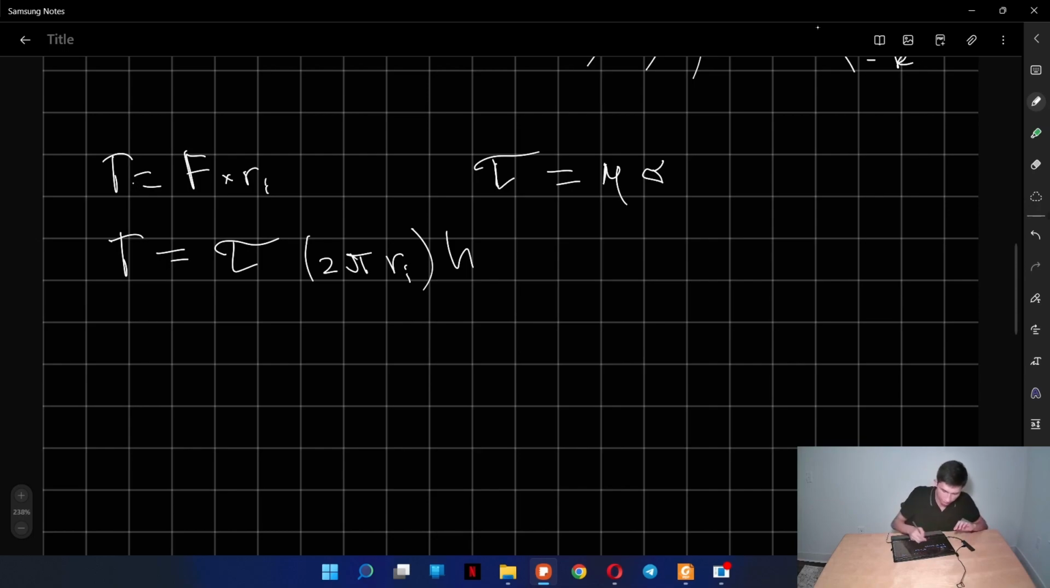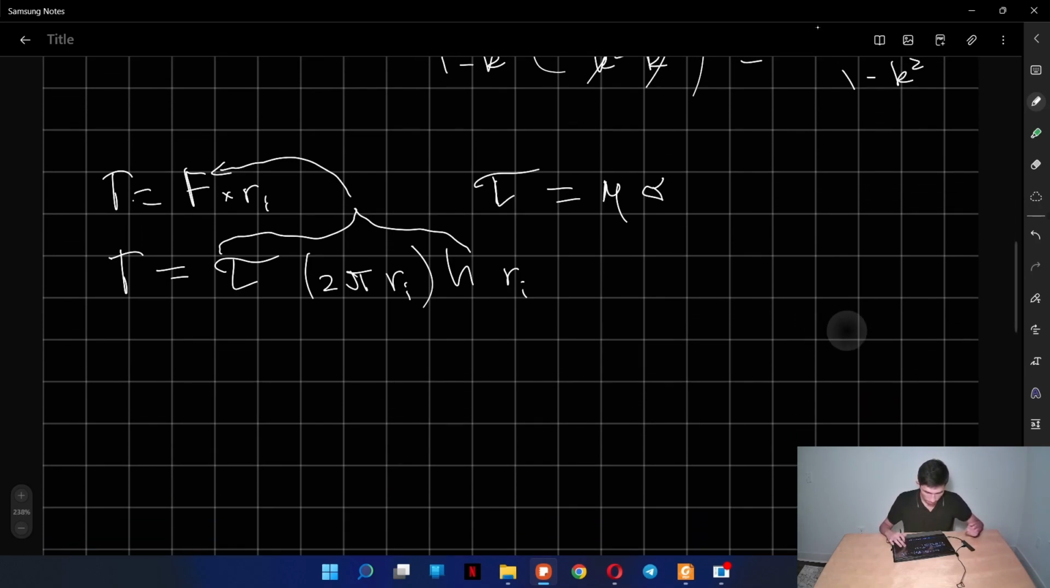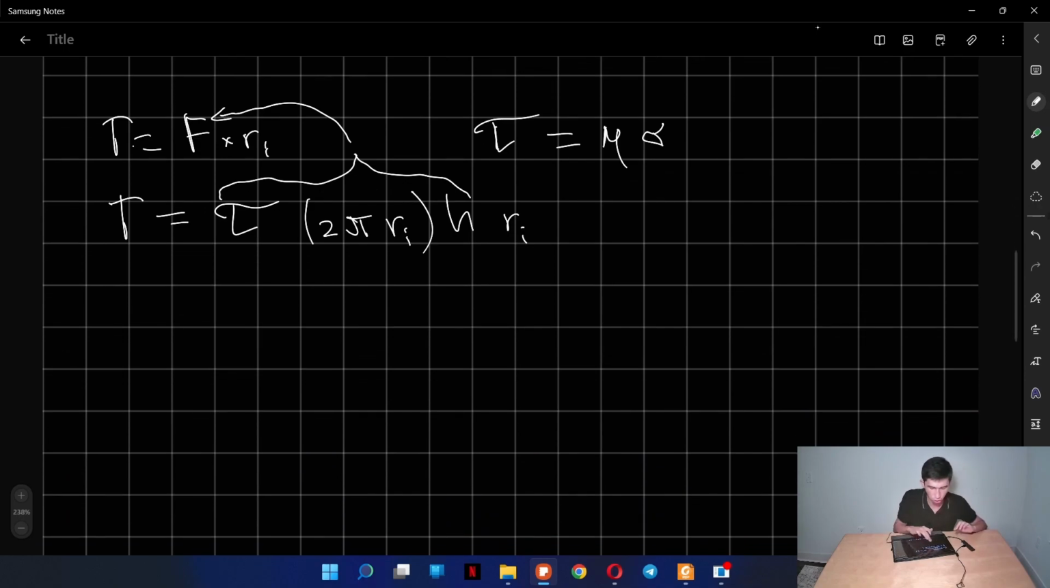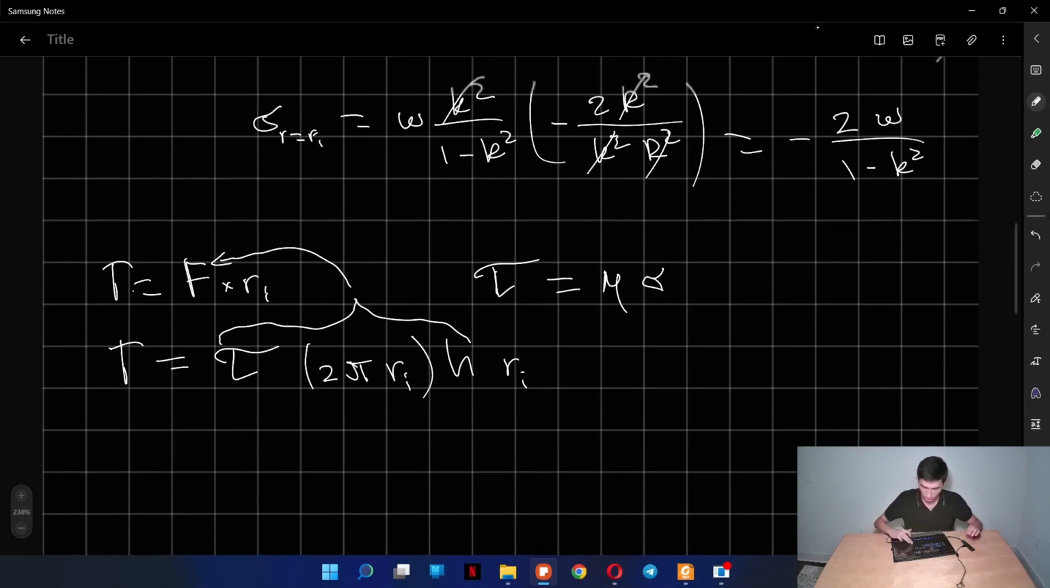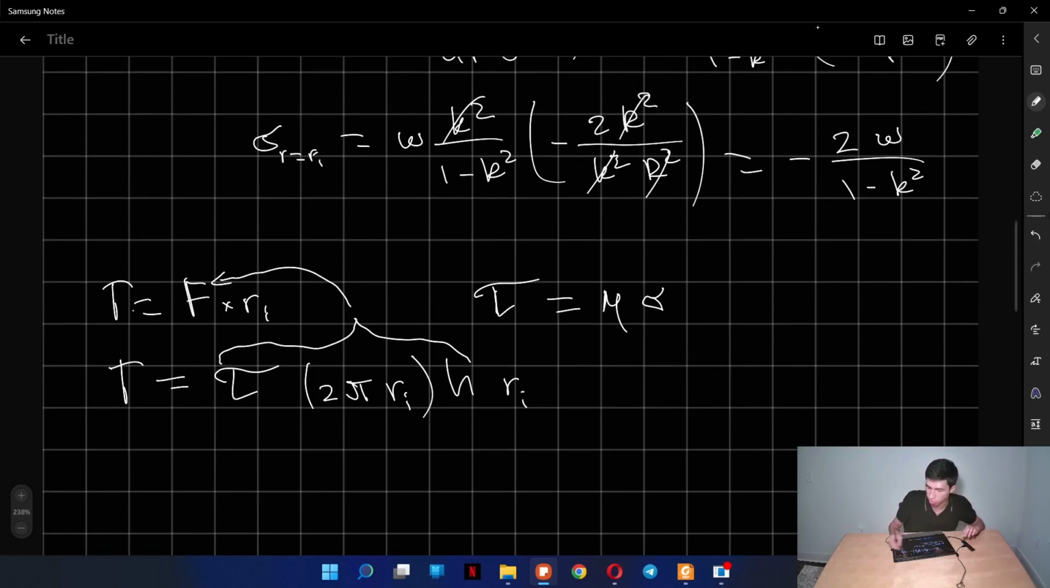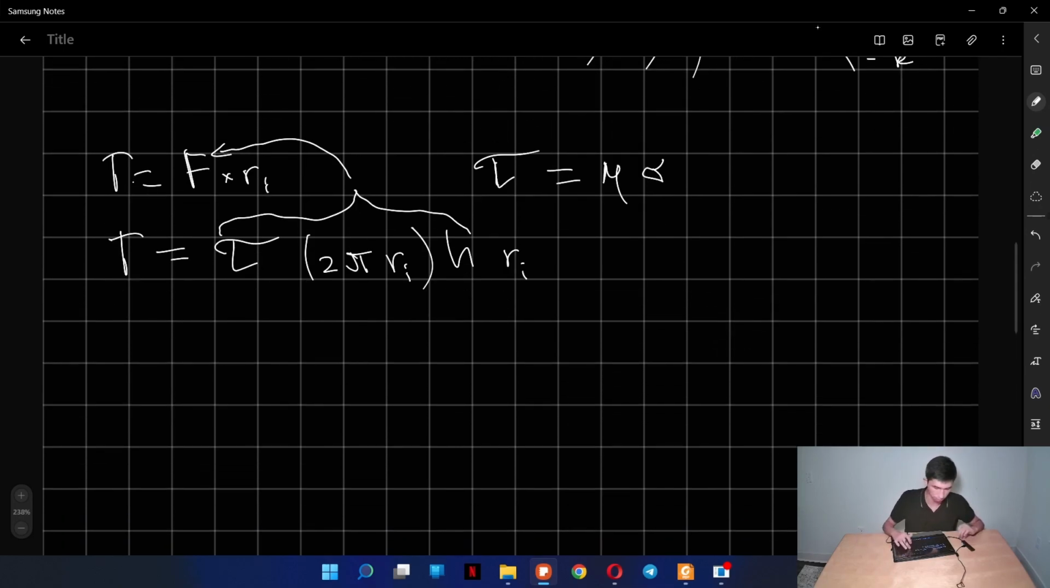The whole thing, including h, represents our force. So we have to multiply this by the inner radius, so that this represents our torque. If we substitute shear stress by viscosity times shear rate, here we already have a shear rate equation for our inner radius, so we can do some substitutions.